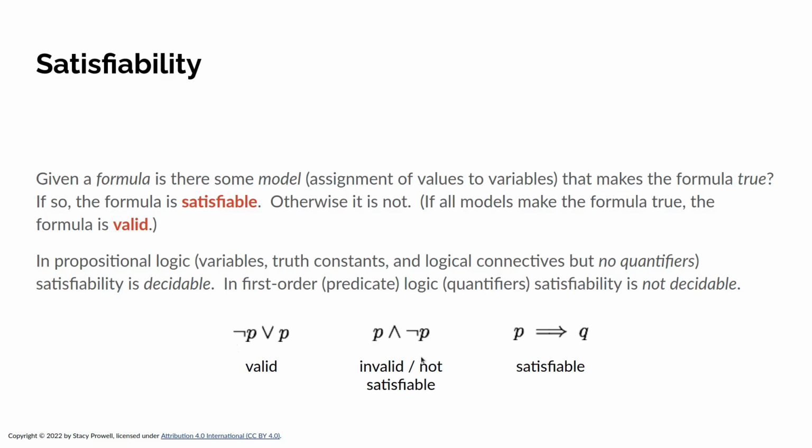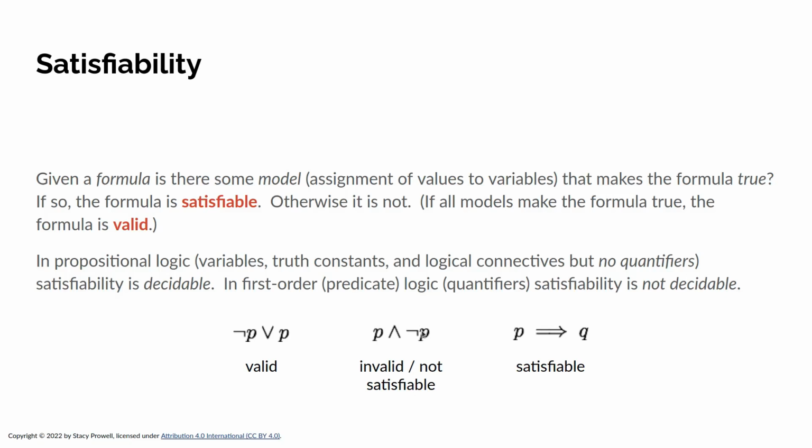How about the next one? Here I have P and not P. And since you know about the excluded middle, you can immediately see this is not going to be satisfiable, right? Anything I plug in for P, no matter what it is, this will be false. If I plug in true, I have true and false, which is false. If I plug in false, I have false and true, which is false. This whole thing is an invalid or not satisfiable formula.